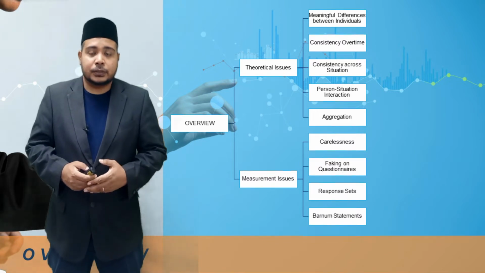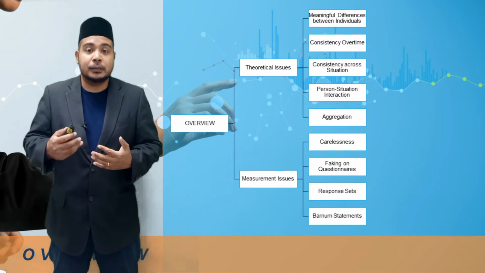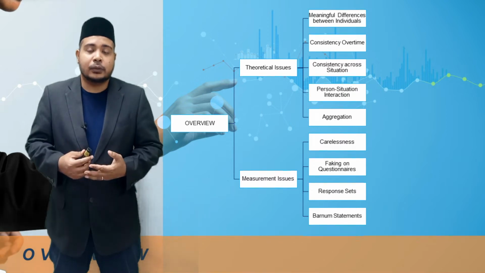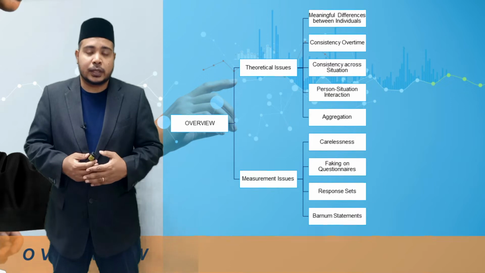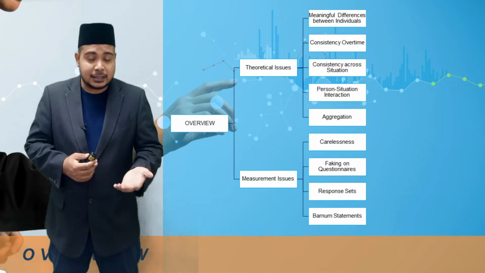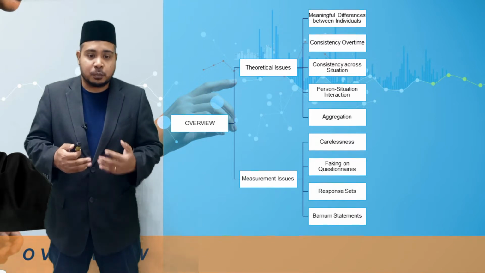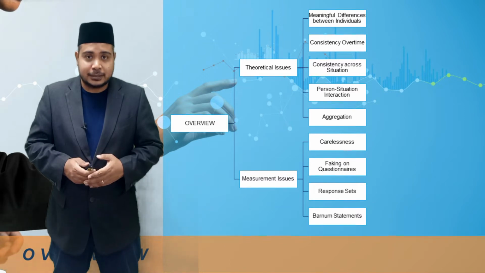Next, in the second part of this lecture, we are going to discuss the issues surrounding the measurement of personality traits. How can we identify, how can we evaluate individuals' personality traits? We are going to look at the issues of carelessness, the issues of faking on questionnaires, the issues of responses, and lastly, the issues of Barnum's statements.